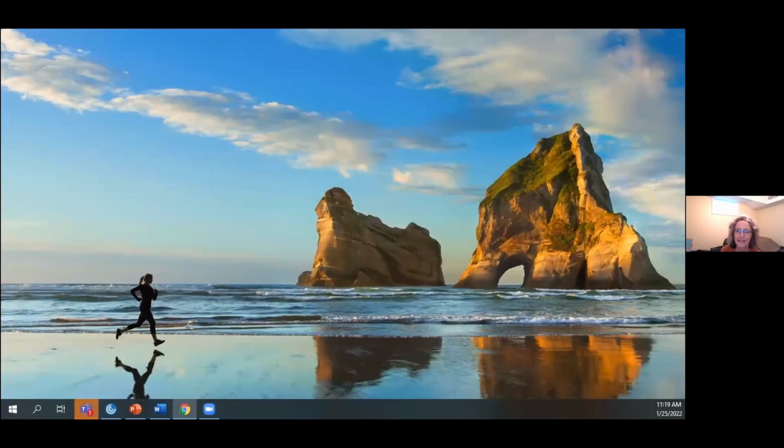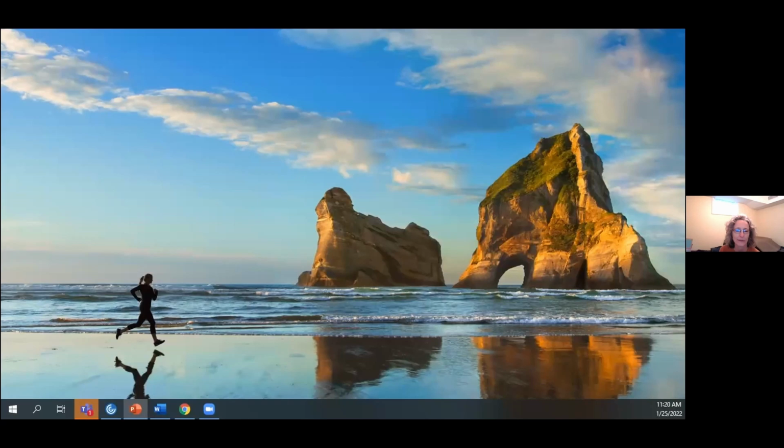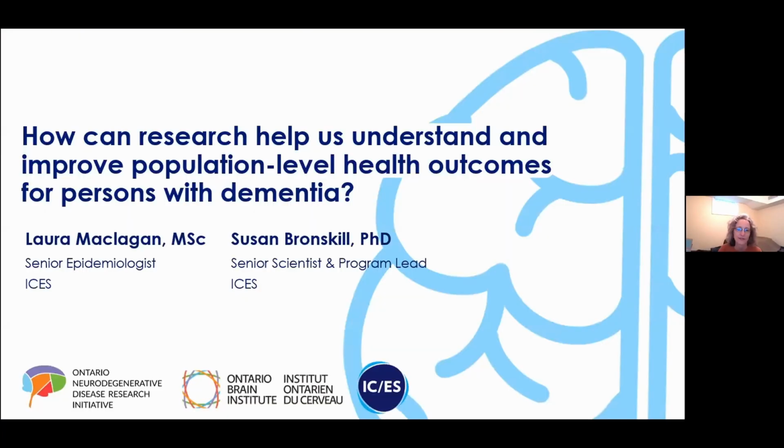Susan Bronskill is a senior scientist and scientific lead of the Life Stages Research Program at ICES and a professor in the Institute of Health Policy, Management and Evaluation of the Dalla Lana School of Public Health at the University of Toronto. Dr. Bronskill leads ONDRI's Aim 4. And then Laura Maclagan is a senior epidemiologist at ICES, where she designs, analyzes, and reports on health services research studies using large administrative databases. Laura is the portfolio manager for ONDRI's Aim 4, our health services area that will be discussed right now.